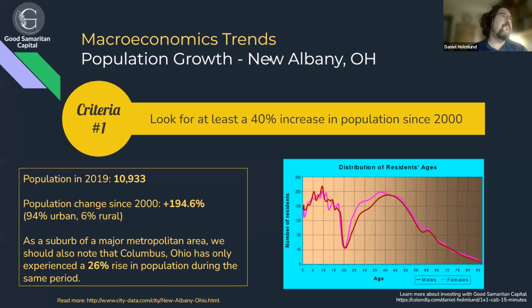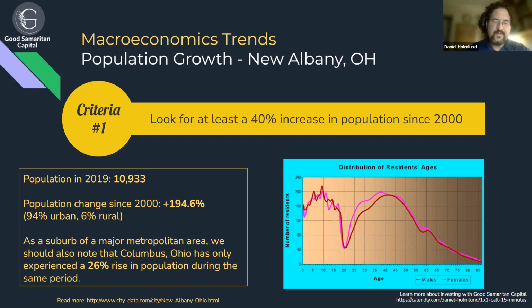All right, first of all, macroeconomic trends, population growth. So the first criteria that I have is I usually look for at least, and these numbers can be debated, but I look for at least a 40% increase in population since the year 2000. Sometimes it's often good to look since the year 2010 as well, after the Great Recession, to see where things started over this decade.